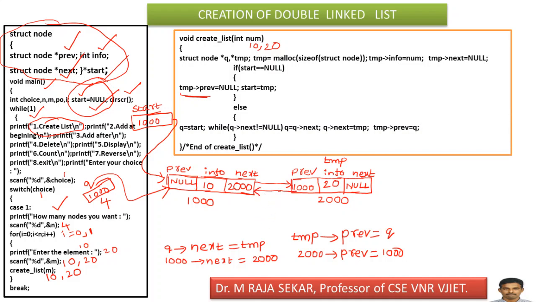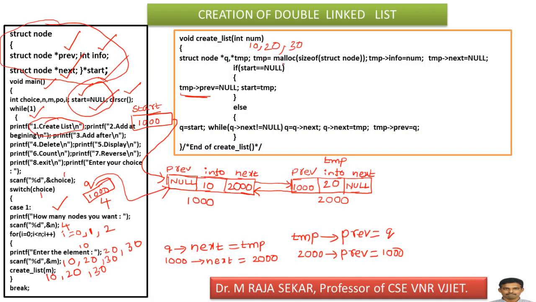Isn't it? Yes. After creation of this one, TMP arrow, now again where will you go? You will go back here. Previous value of I is 1. Now it becomes 2. 2 less than n. N means 4. Enter the element, let me say I entered number 30. That number 30, where will it get stored? It will get stored in the place of m. Create underscore list of m means create underscore list of 30. This must be 30. Isn't it?